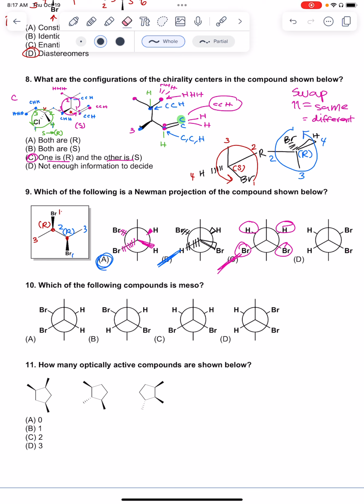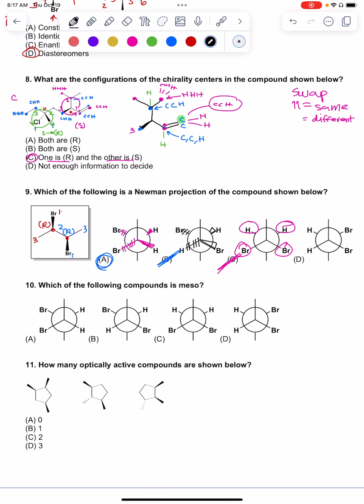Out of space, I'm going to erase this. Okay. Remember, I like to put these on dashes and these on wedges. So now we've got my front carbon, hydrogen's in the back, methyl's up, bromine's in the front, and that R group must be coming backwards, or towards, in the plane, but towards the right. Okay, and this is bromine.